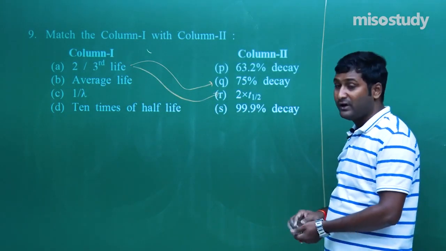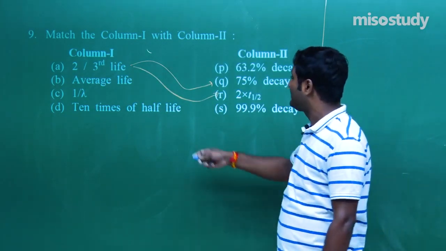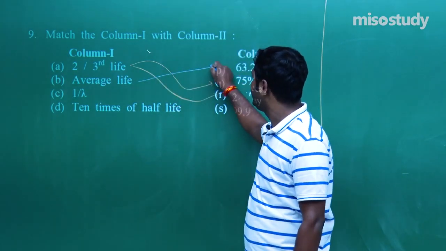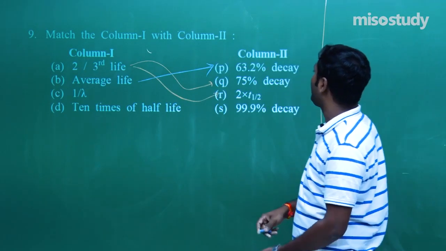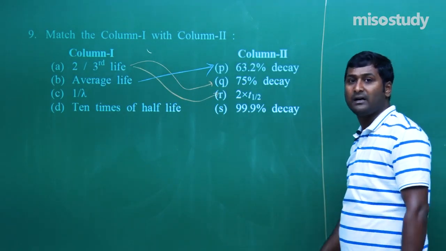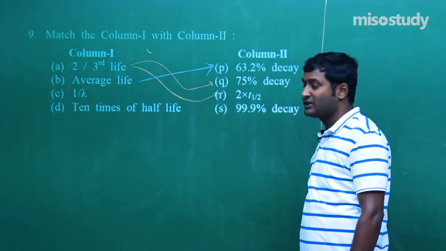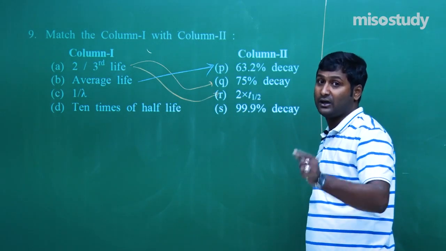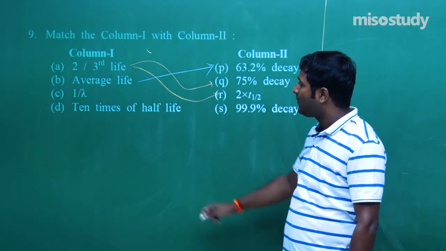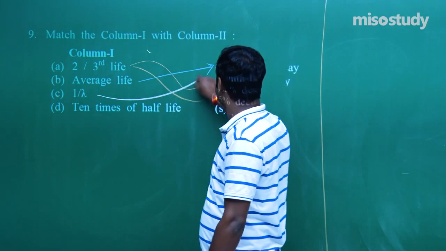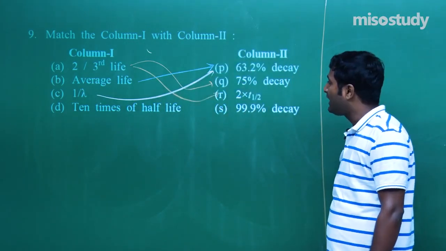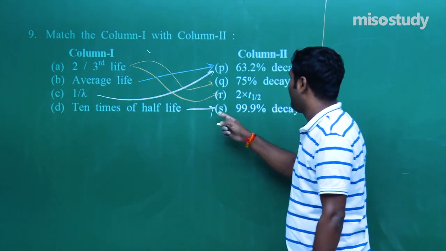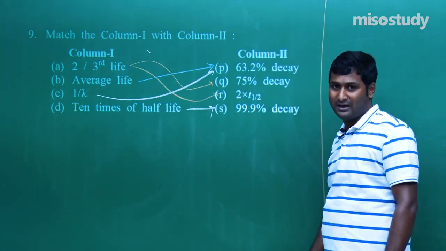Now average life, I have discussed this thing. Average life, that is 63. The time required when the 63.2% decomposition of a radioactive substance takes place. Complete derivation was given by me. Now 1 upon lambda represents average life, which is also equal to 63.2%. 10 times of a half life, we will know that is 99.9%.